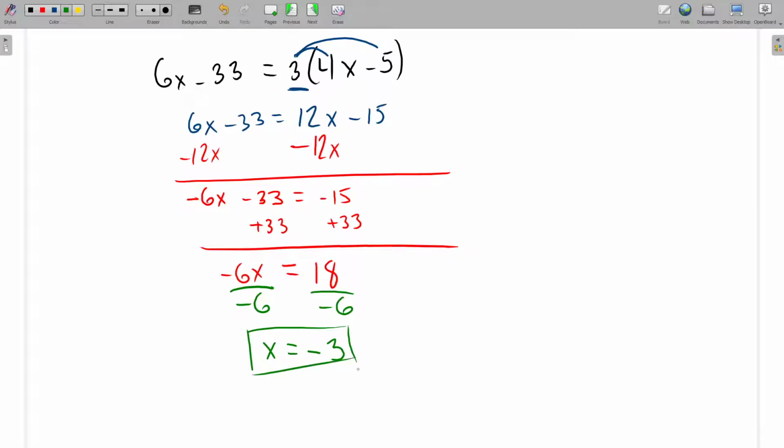Alright, so with one additional step in the very beginning, we work through the problem in a very similar manner, and we end with the final solution of x equals negative 3.